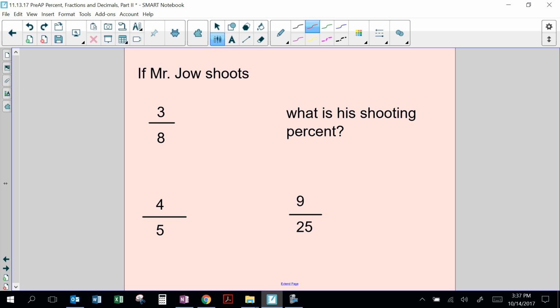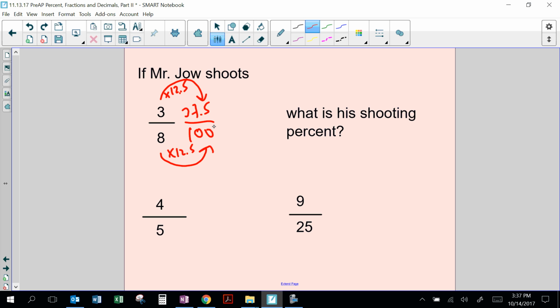So, what happens if I'm on an off day? Can you find my shooting percent for 3/8, 4/5, 9/25? So, what if I shoot 3 out of 8? Well, I know it's going to be less than half. So, I know I will shoot less than 50%. Can 8 go into 100? Well, actually, it can now. It can go in 12.5 times, which is 37.5 hundredths.